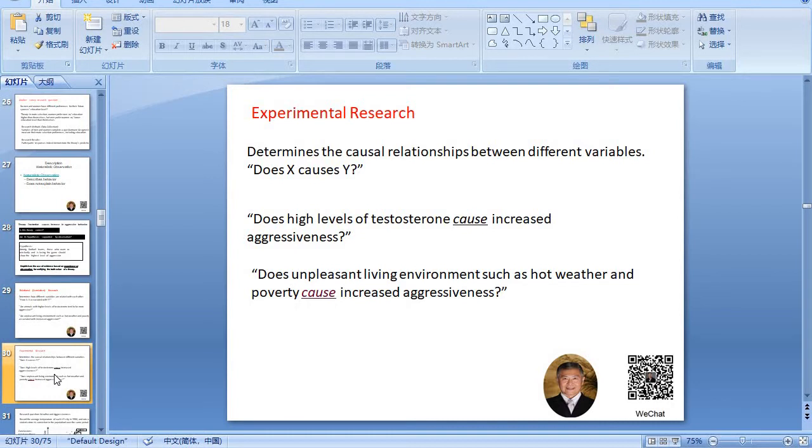Do high levels of testosterone make people more aggressive? In this statement, I'm claiming a cause and effect relation. I'm asking, do high levels of testosterone cause people to display increased levels of aggressiveness?